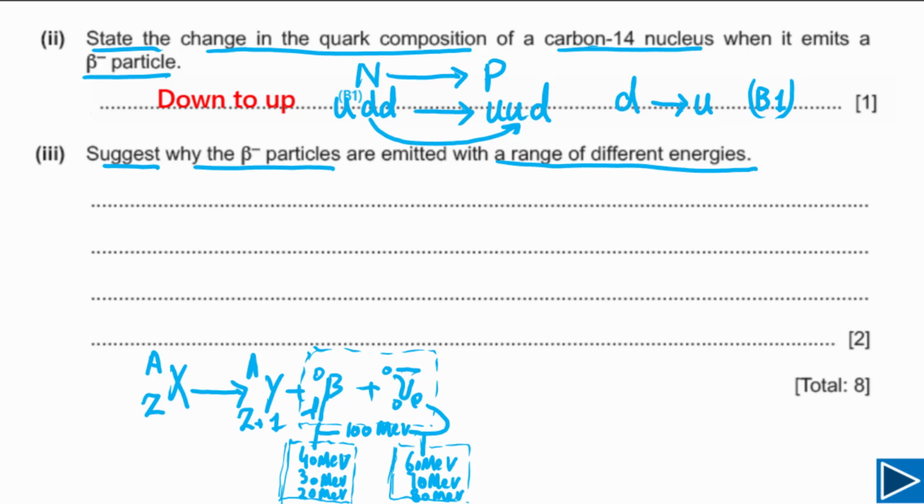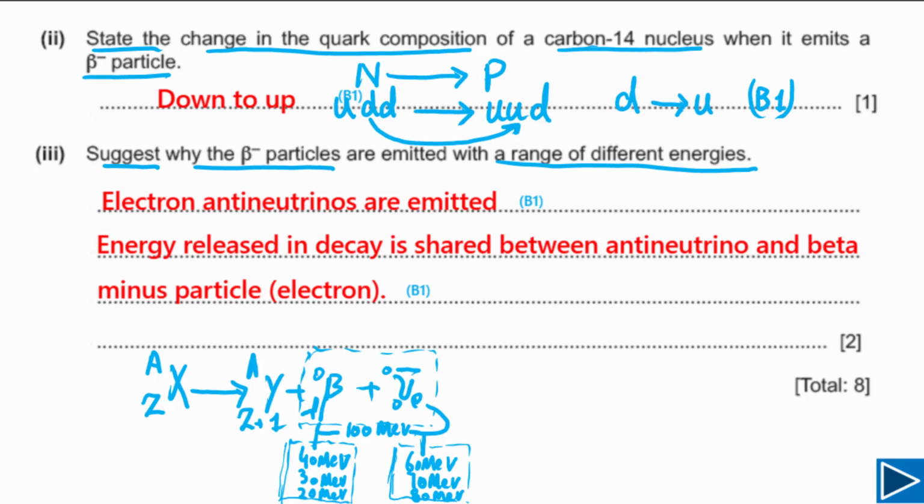Now let me explain to you how you can write down the answer for this question. In this answer, you can see I have mentioned electrons and neutrinos are emitted. If you write down this 1 point, you will get 1 mark, and this is a B mark. It has to be in your answer. And the second mark you will get if you have mentioned that the energy released in decay is shared between the antineutrino and the beta minus particle, meaning energy is shared between these two particles. So that's the reason this beta minus particle or this electron antineutrino have a range of energies.